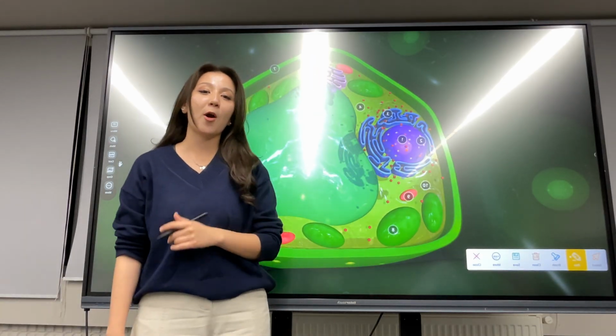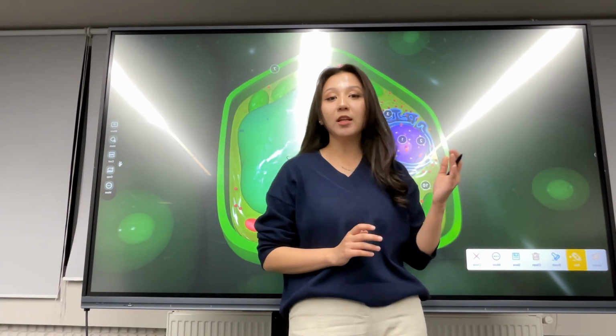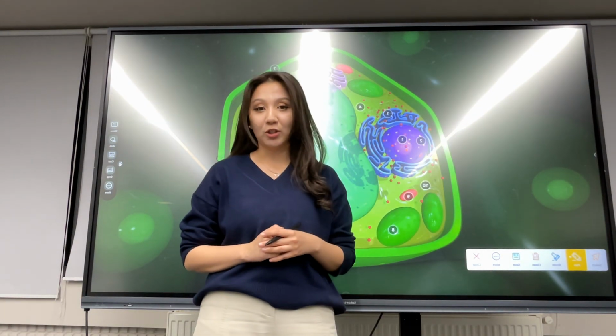Today we are going to talk about the main parts of the plant cell. By the end of this lesson, you will be able to describe the main components and their functions.